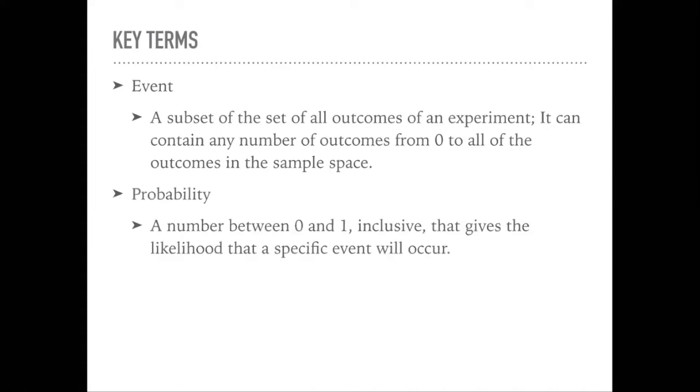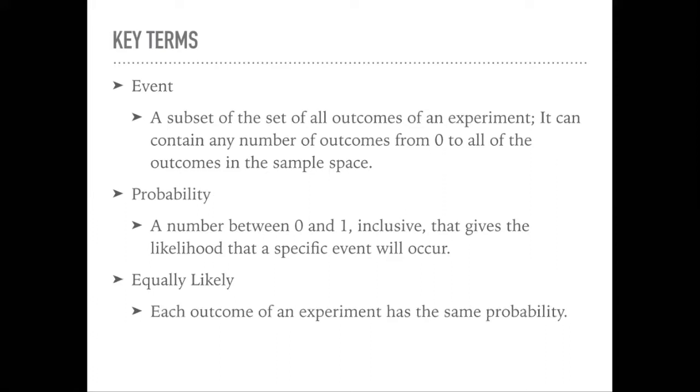Now, probability is a number between 0 and 1 inclusive. And this gives the likelihood that a specific event will occur. Now, events can be equally likely, and if outcomes are equally likely, that means that each outcome of the experiment has the same probability. So thinking about our flipping the coin example, each time that you flip the coin, the probability of getting heads is 0.5, and the probability of tails is 0.5. So each outcome has the same probability.